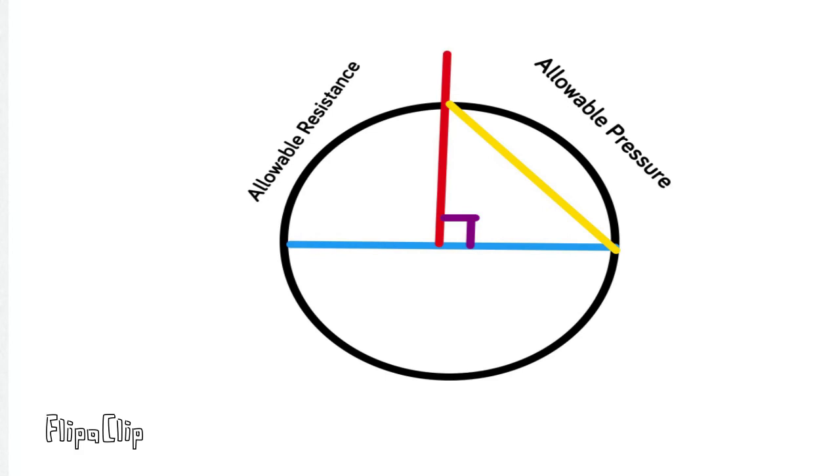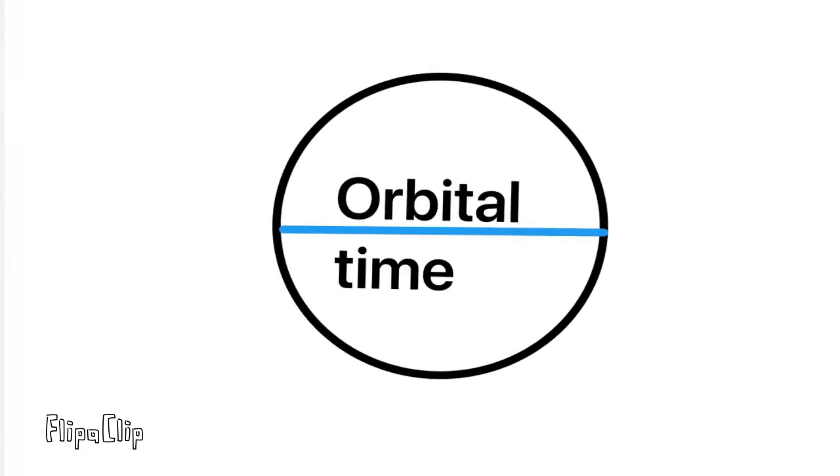Allowable resistance is the object's ability to resist force or energy that pulls or pushes or charges it, thereby speeding it up. Allowable pressure is the object's ability to stay intact with external force or energy that pulls or pushes or drains it, thereby slowing it down.